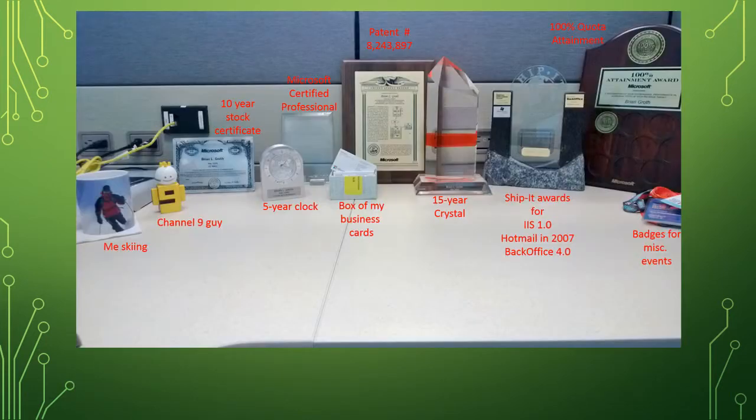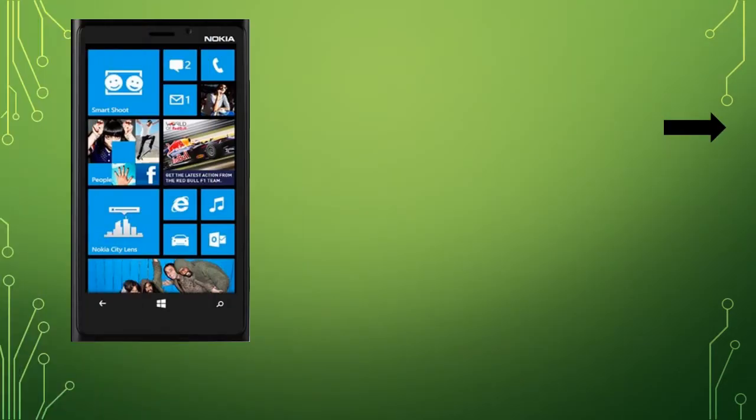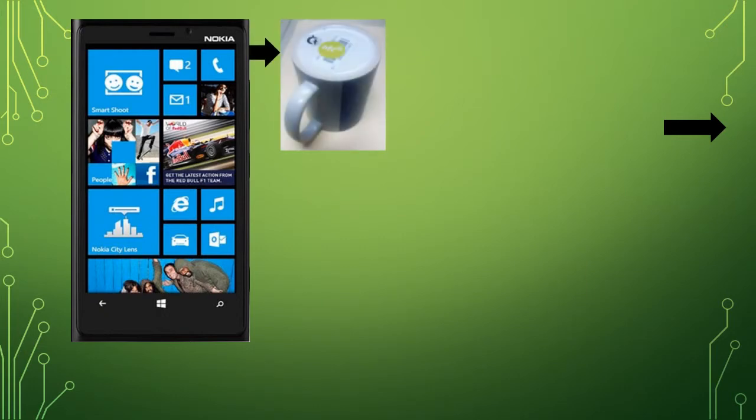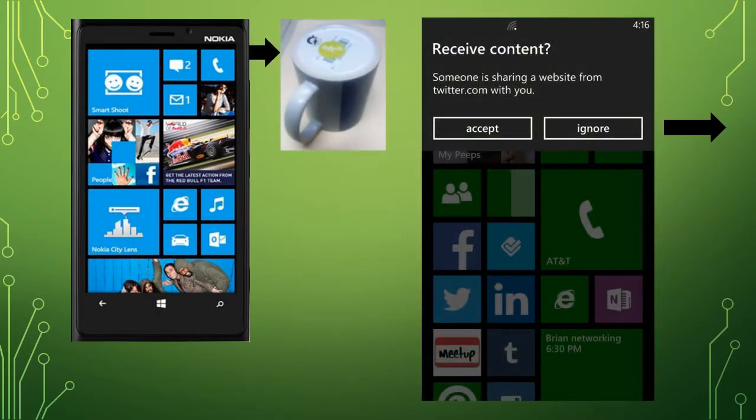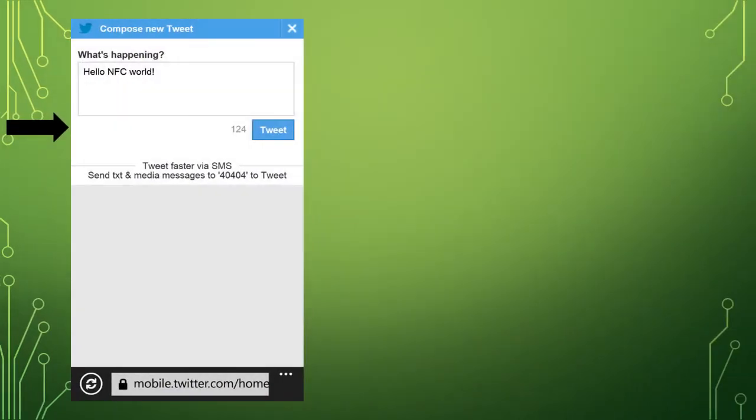So let's assume I walk back to my desk after I've been gone for a while, and I see the scattering of everything on my desk, including my coffee cup on the left, and I can just tap my phone to it, and you'll see what happens. I'll tap my phone on my coffee cup there. It'll pop up with a little message saying that a website's basically trying to open. So I simply click accept, and it opens up Twitter with the text that's already in there.